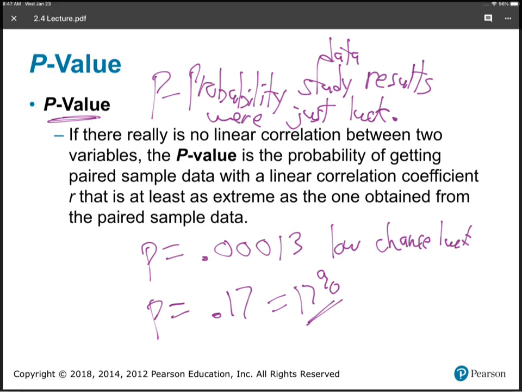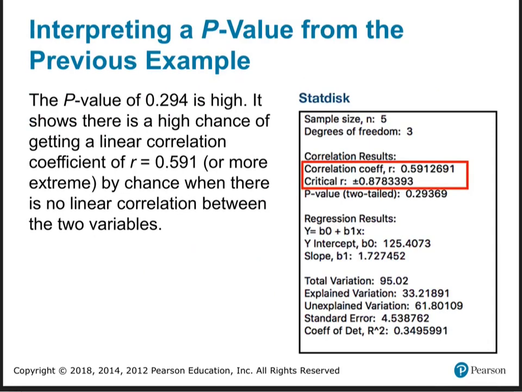Could the medicine be good? It could, but we just haven't proven it yet. 17% chance of luck is too much. Well, how low do they want it? Does anybody know? 0.05. 5% is considered the general bar in statistics. We'll get to that next.